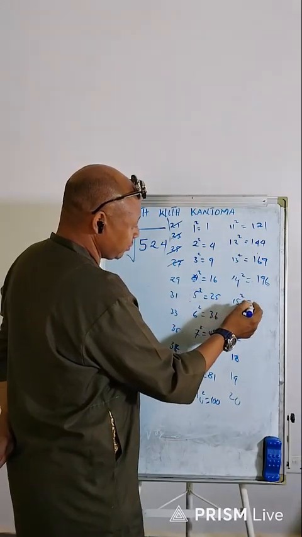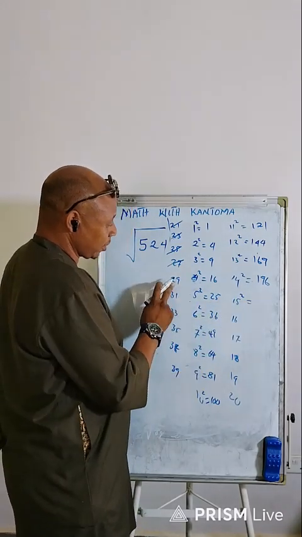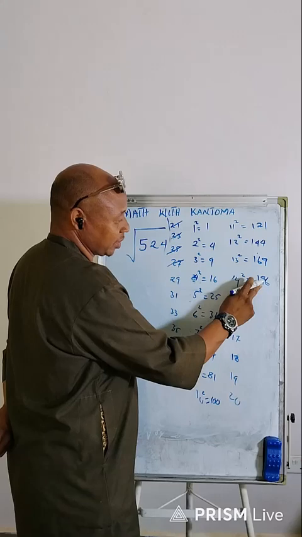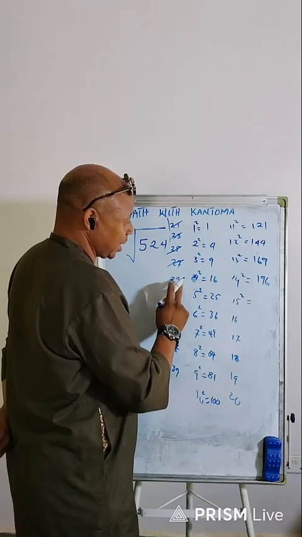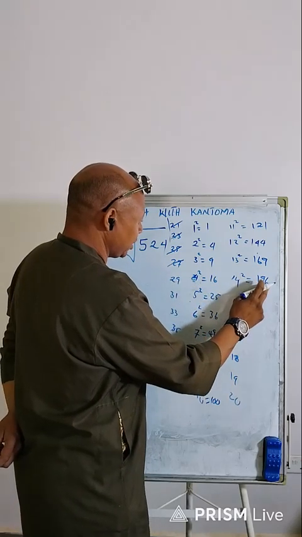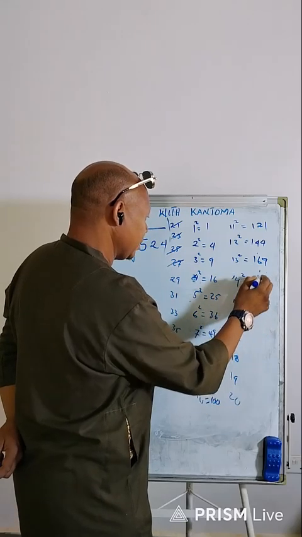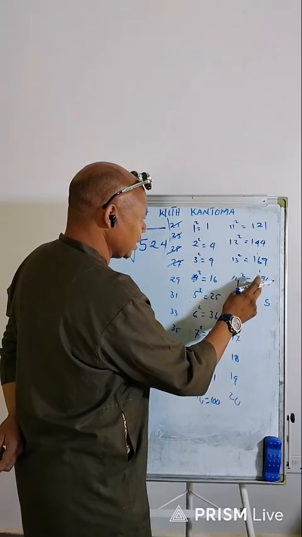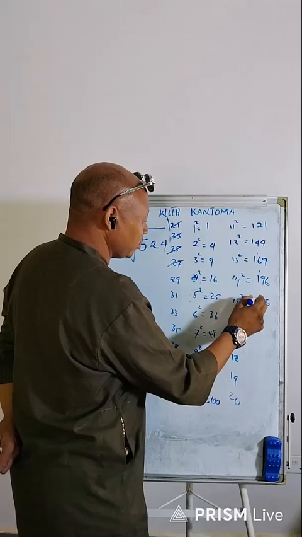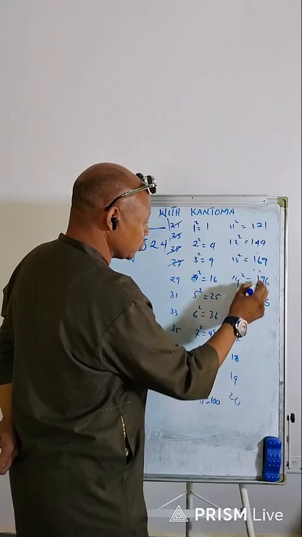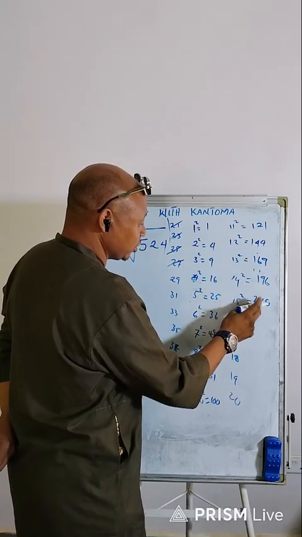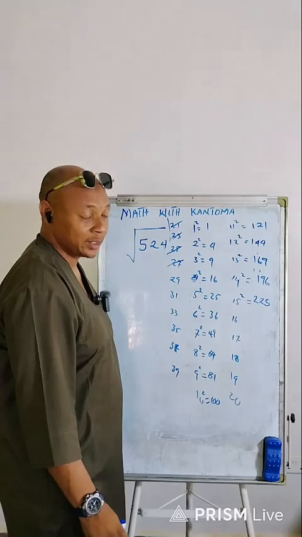Next is to find 15 square. For 15 square, we're going to add 29 to this value, 169. 9 plus 6, we say is 15. Put 5, carry 1. Then 2 plus 9 is 11. 11 plus 1 is 12. Put 2, carry 1. 1 plus 1 is 2. So 15 squared is 225, right?